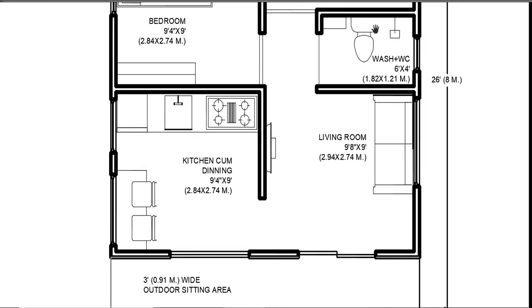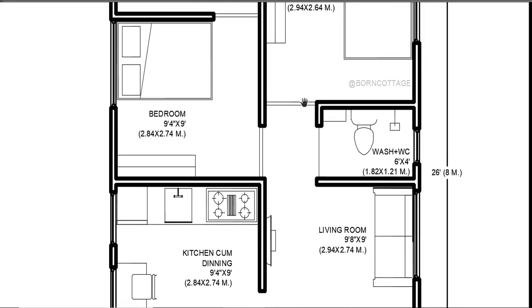So on the right side we have common use washroom plus water closet. You can see here the wash basin, water closet and the shower area, and we have ventilator for ventilation of this washroom. And if we go inside, so on the left side we have bedroom number 1 here.